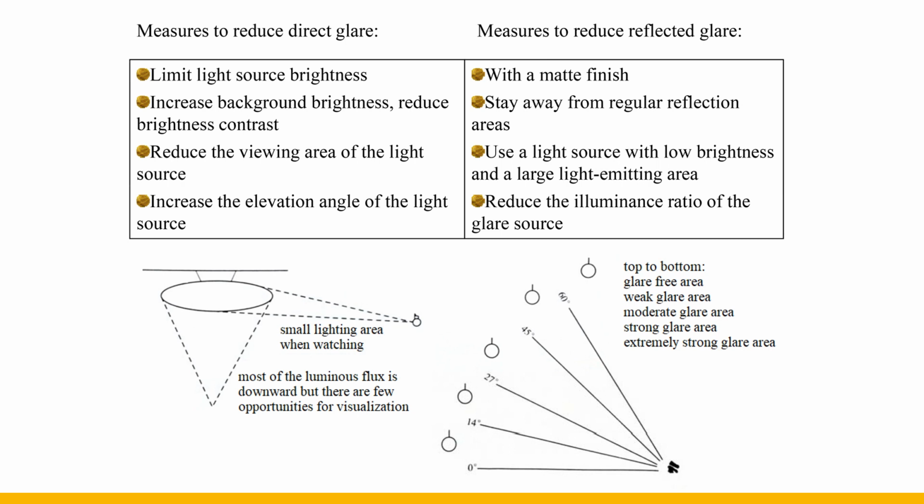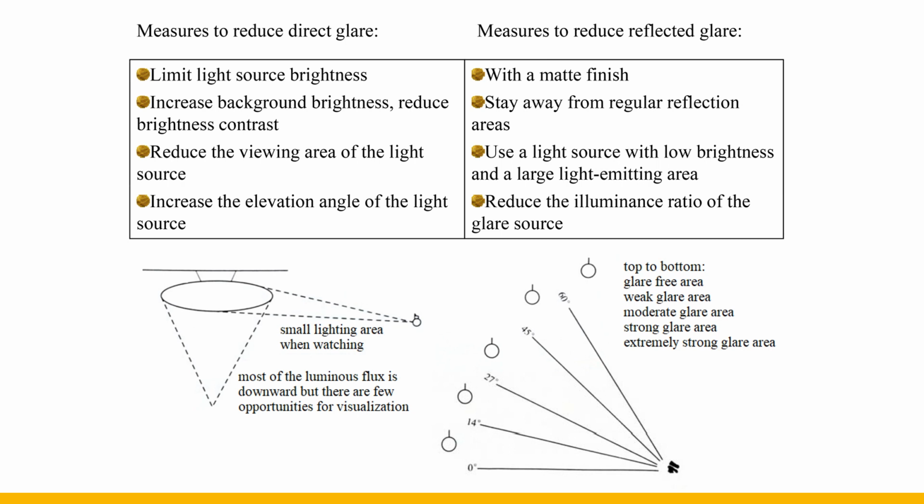However, the elevation angle is limited by the height of the floor, and the high installation position of the light source is not conducive to the lighting of the work surface. Therefore, sometimes it is necessary to use lamps to block the glare light source. Methods to reduce reflected glare include: 1.